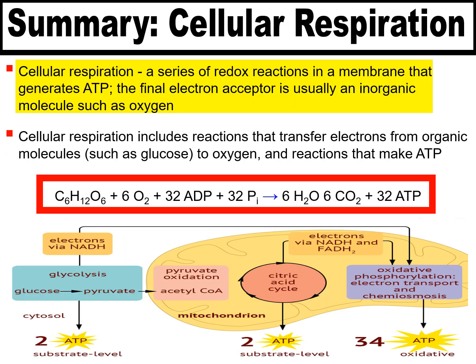An overview of cellular respiration is shown here in picture form, and using the equation, highlighted with a red box. Glucose, oxygen, and ADP are reactants, while water, carbon dioxide, and ATP are products in cellular respiration.